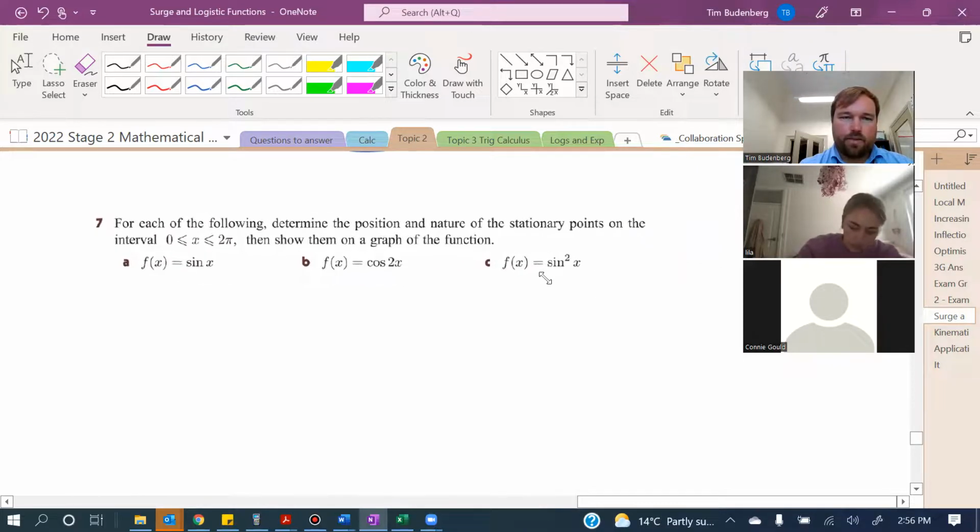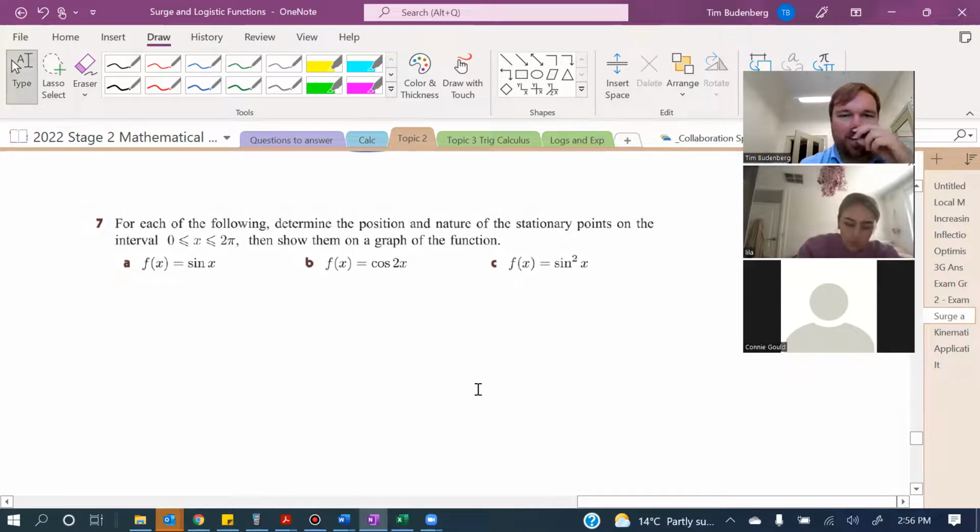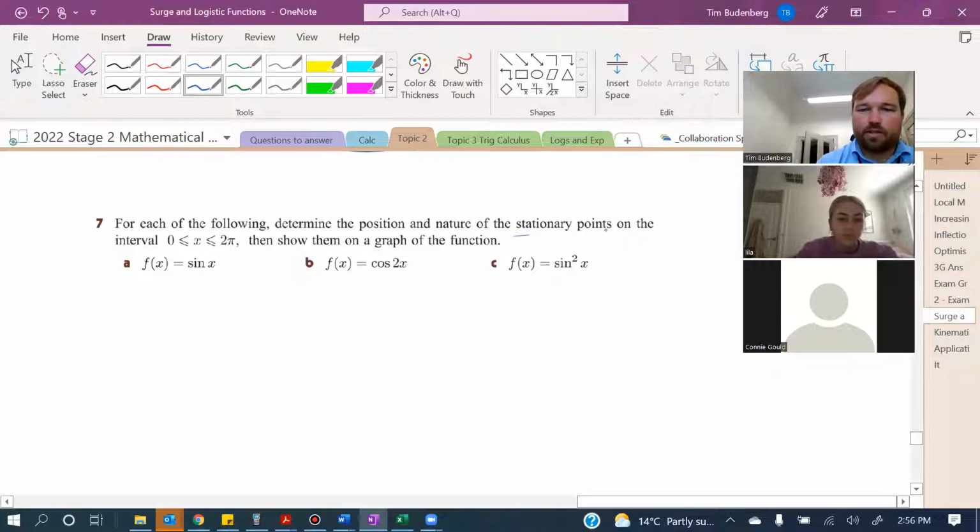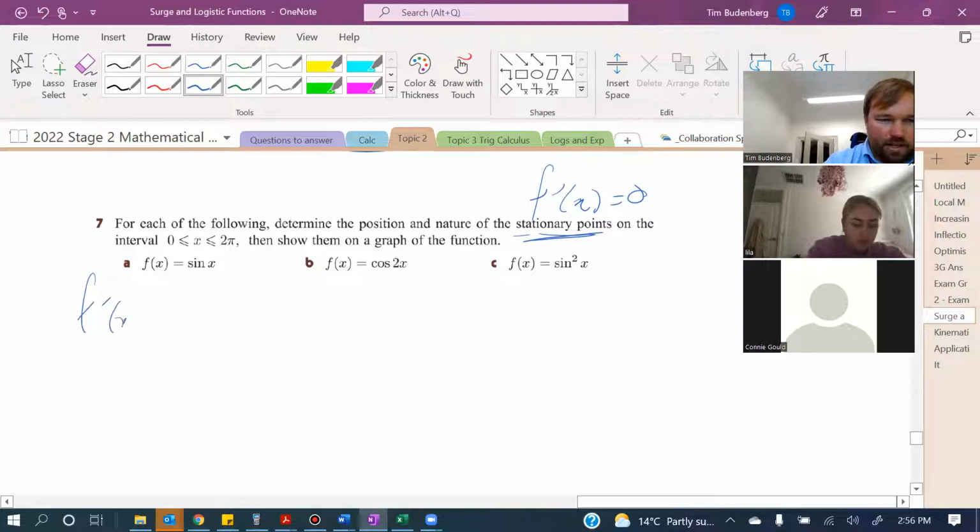All right. Determine the position and nature of the stationary points in the interval 0 to 2π, then show them on the graph. Stationary points occur when f'(x) equals 0. So we need to find f'(x) for a start. In our case, f'(x) is just cos x, since sine derives to cos. So we're really looking for where 0 equals cos x.